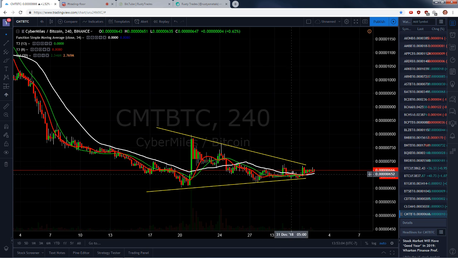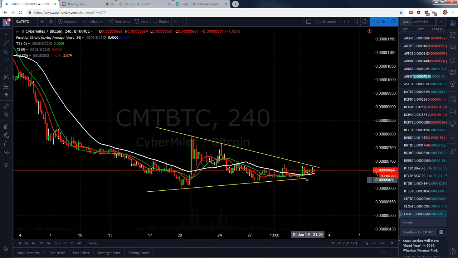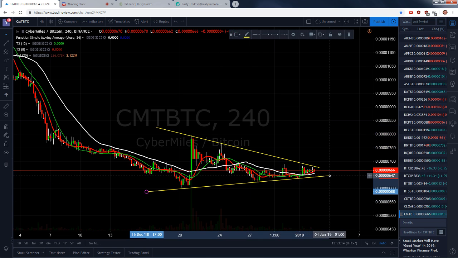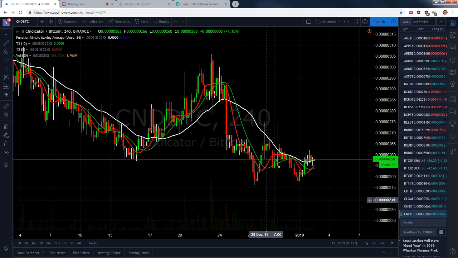Nice pop, double bottom pop. Little high level, a little sideways consolidation. See if it can pop across. I've got higher lows, nice pinch forming. Looks good. I like that CMT. Double bottom. Let's watch previous high breaks across resistance.